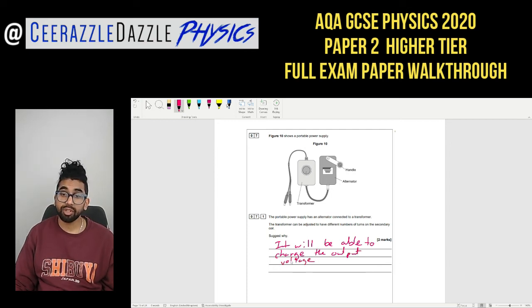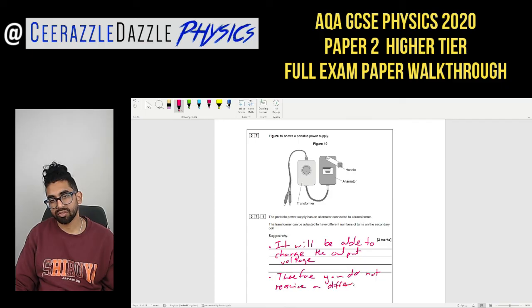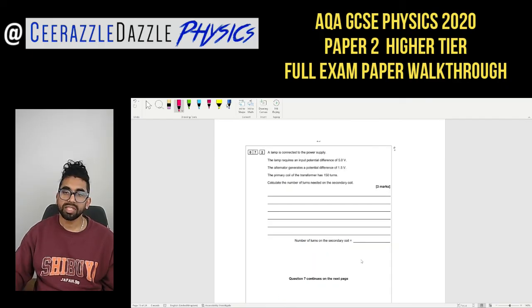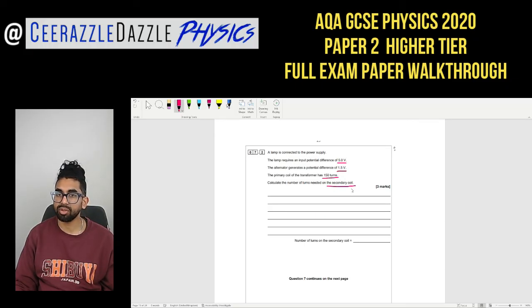Yes, and therefore you do not require a different generator each time. 7.2. The lamp is connected in a power supply. The lamp requires an input potential difference of 5 volts. An alternator generates a potential difference of 1.5 volts. The primary coil has 150 turns. Calculate the number of turns on the secondary coil.